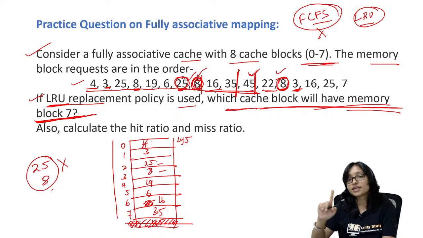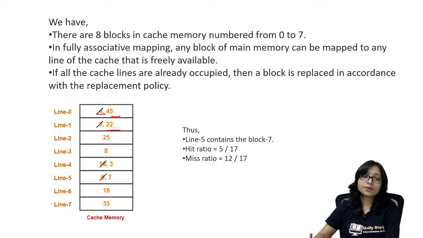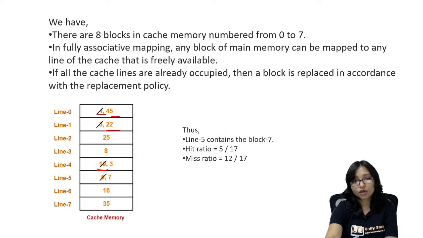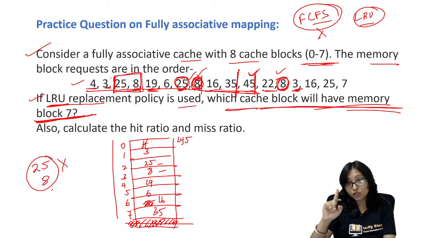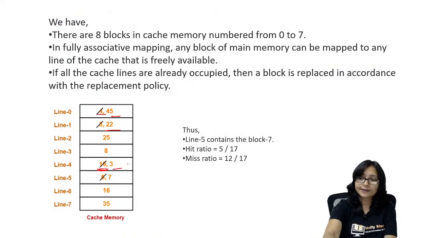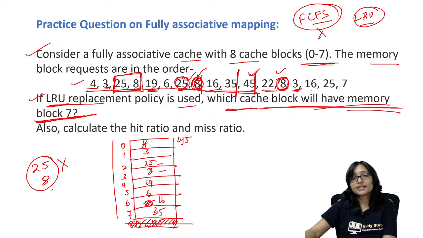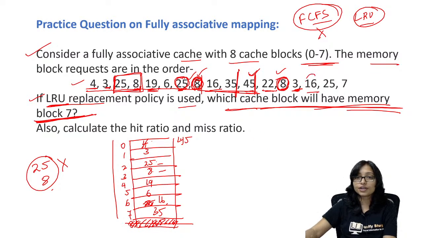You used this recently. So, which one will I replace now? For the 3, I will replace 19. Got it? Here I will replace 19 because this 2 is used again. It was used again. That's why I will replace 19. So, here 19 is replaced by 3. Now, next one is 16. 16 is again a hit. It is there already. 25 is also a hit.